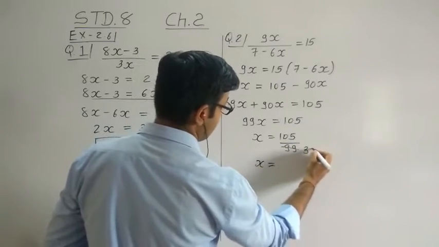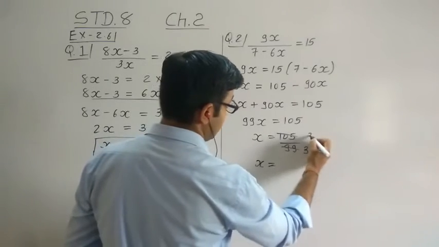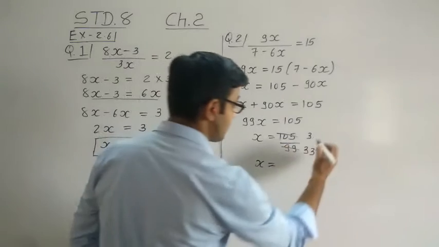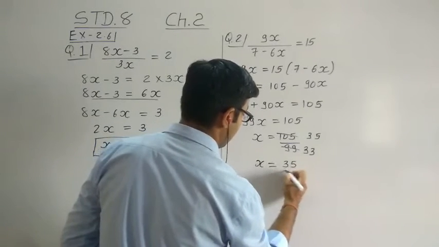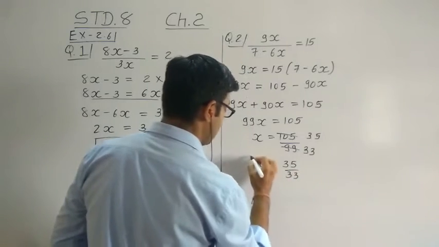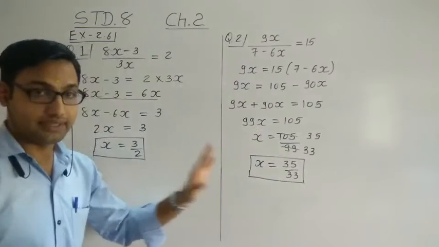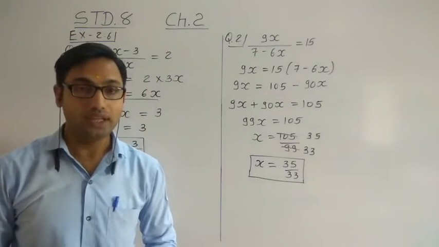3 times 3 is 9, 3 times 3 is 9. And if we cut here with the 3, what do we get? 3 times 3 is 9. So what is the remainder? 1, and 5... 3 times 5 is 15. So our final answer is 35 upon 33. This is the final answer, that is the value of x. Okay. So this is how to solve question number 1 and 2.